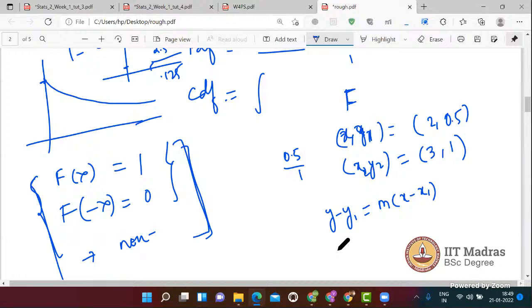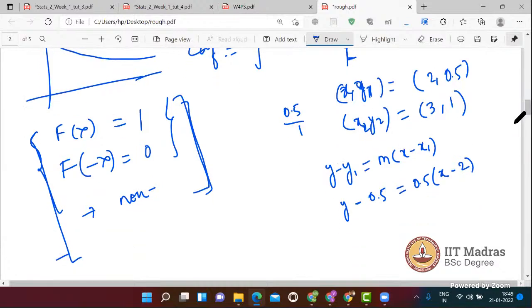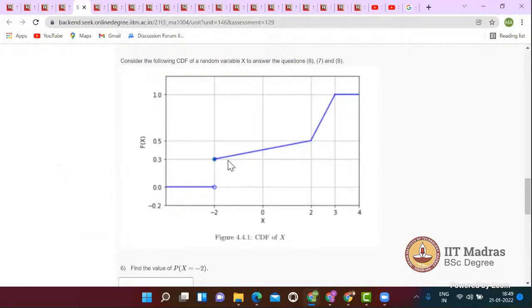Just pass this line through any equations. y minus 0.5 equals 0.5 into x minus 1. So now you'll be having 0.5x minus 0.5 plus 0.5, so you'll be having 0.5x. This is the correct equation. Similarly, you can find for this equation, or should I find that?